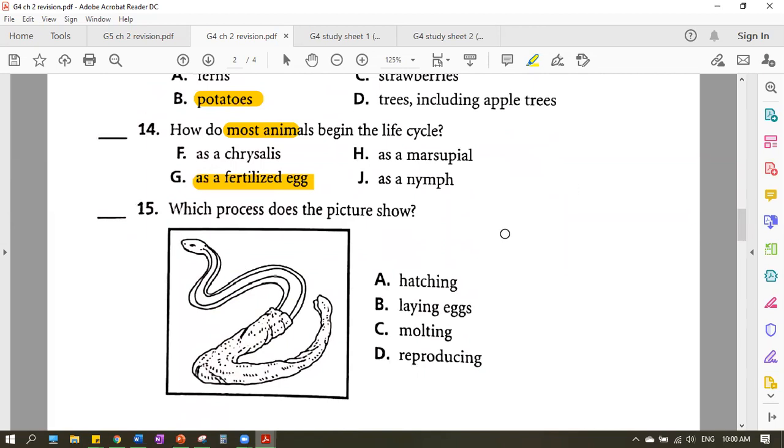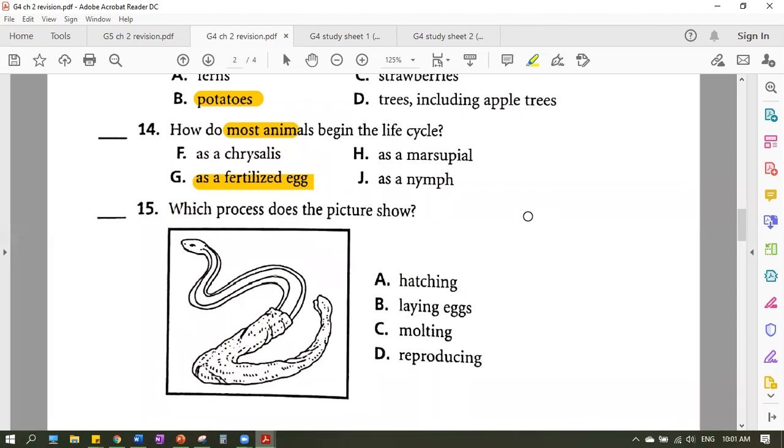Now this is a new word also, but I want you to guess. Jumana and Farida, do you guys still have any questions? No. You're still raising your hands. Which process does the picture show? So what can you see here, Muaz? Hatching. No, I didn't ask you for the answer. I'm saying, what do you think you're seeing in this picture? The snake is getting out.